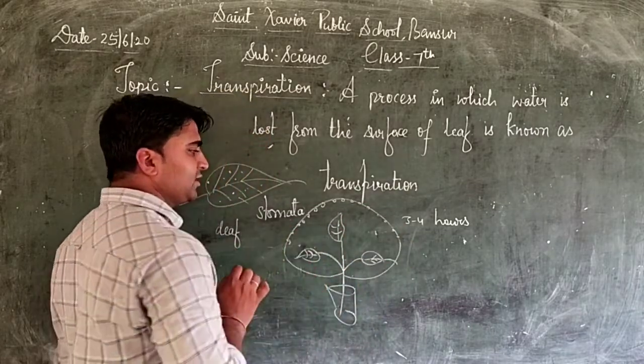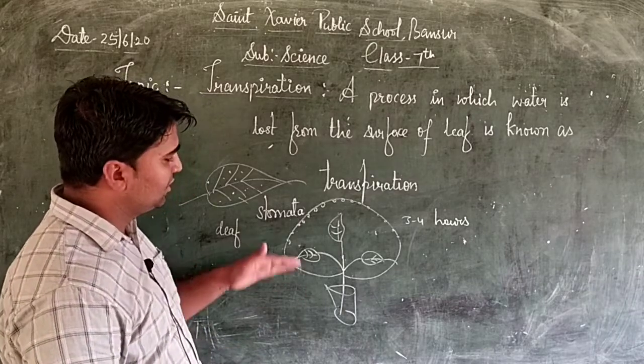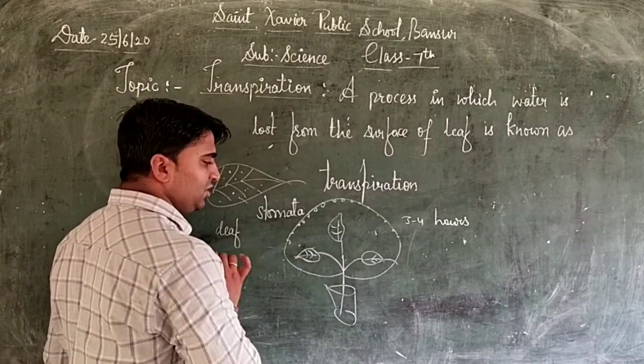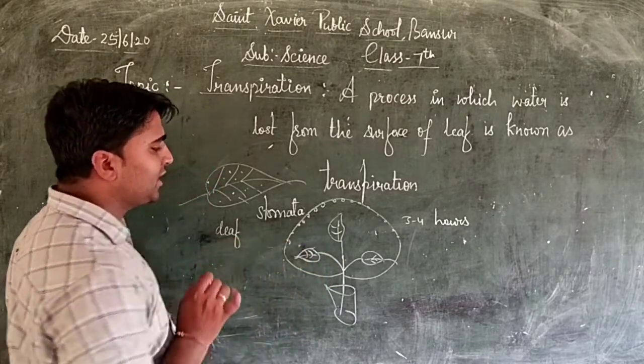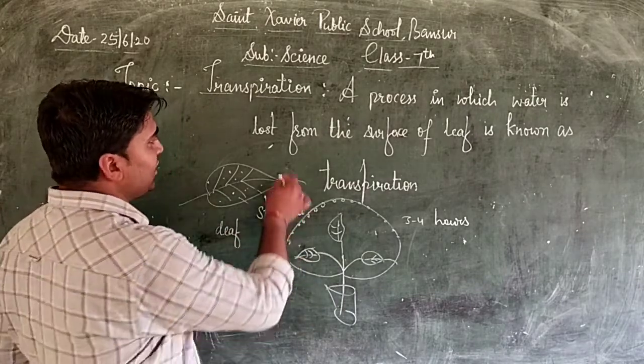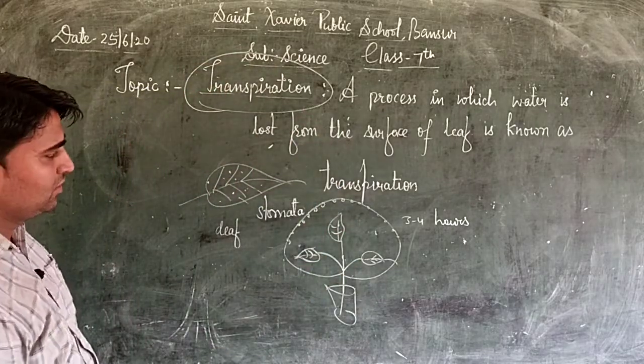Now will you tell from where these drops of water come? These drops of water come from the stomata of leaf. So it means that water is lost through these leaves. This process of losing water is known as transpiration.